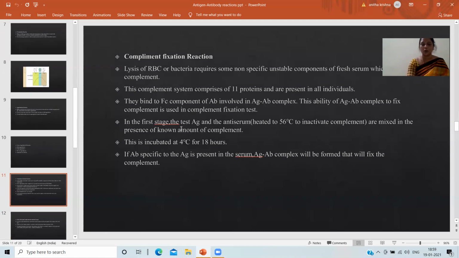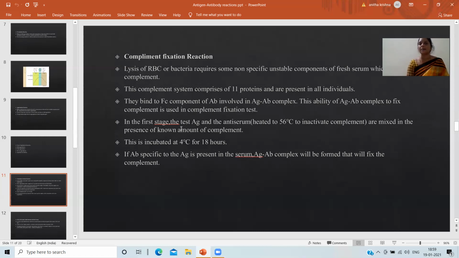The name itself says complement fixation. So what are we doing here? Generally, the phagocytes are capable of attacking the invading antigens or microorganisms and undergo phagocytosis. But this process of phagocytosis can be rendered more efficient by another process, which is called opsonization. Opsonin is nothing but a complement, a specific component that is complementary to your antigen. The lysis of the RBC or bacteria requires non-specific unstable components of fresh serum, which are called complements.